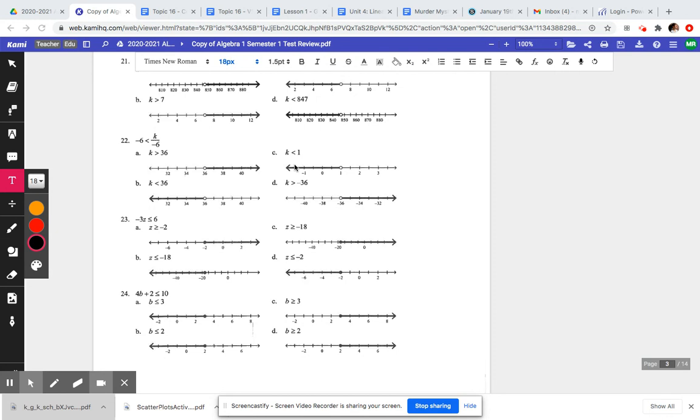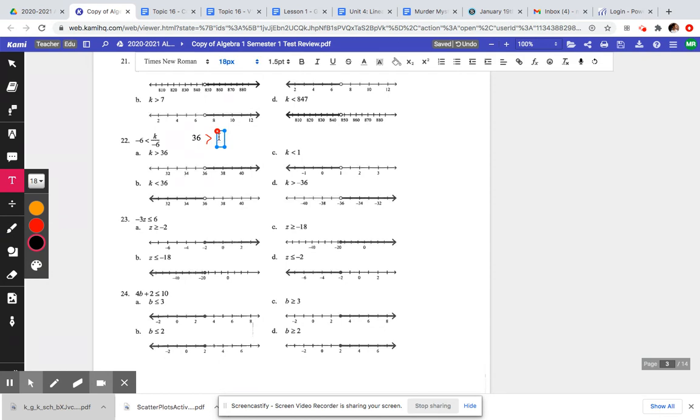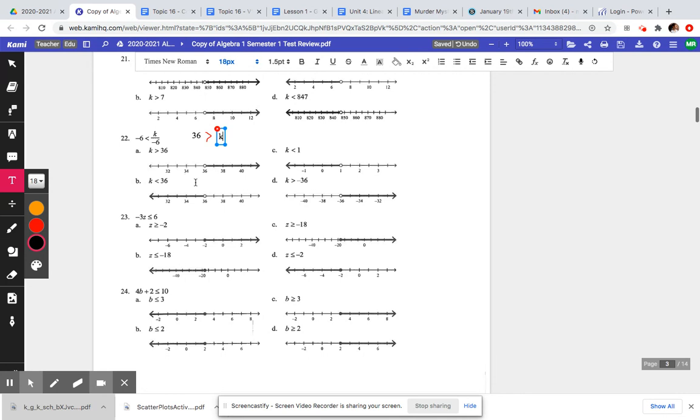Okay, so remember, anytime you divide or multiply by a negative number, you have to switch your sign. So you're going to divide on 22 by -6 on both sides. So you'll have +36. But now it's going to be 36 is greater than, because you change your sign. Okay, you have to remember to switch your signs, y'all. That's when it kind of becomes tricky. So 36 is greater than K, or K is less than 36, so your answer is B for 22.